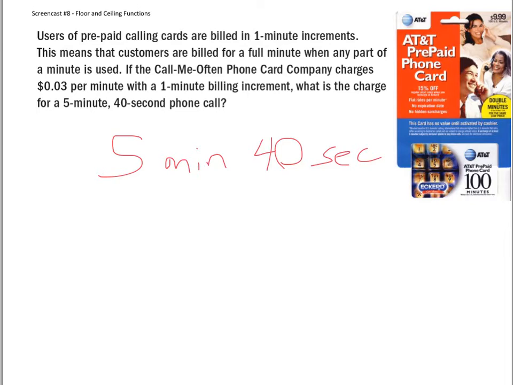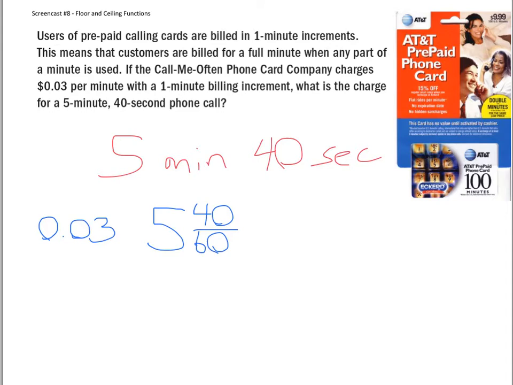We know this can be rewritten as, well, the 5 represents the whole part, the whole number in the 5-minute, 40-second conversation. And the 40 seconds is 40 over 60, of course, because there's 60 seconds in a minute. Well, you knew that already. And, of course, we're going to take this and multiply it because it's 3 cents a minute. So we're going to multiply it by 0.03.